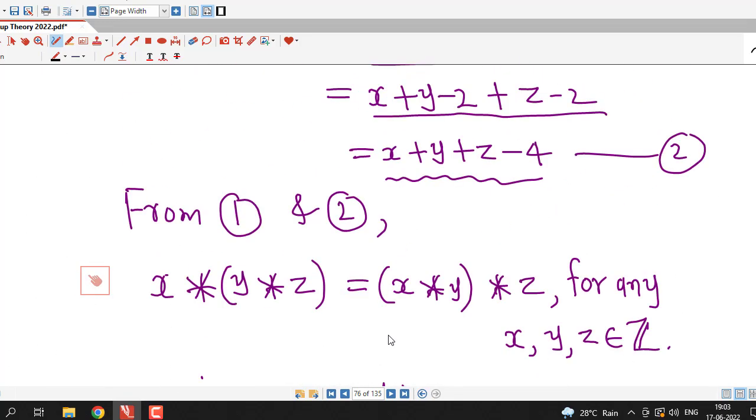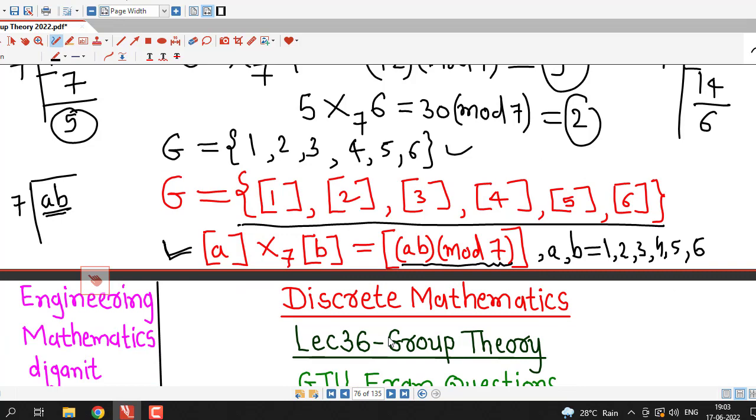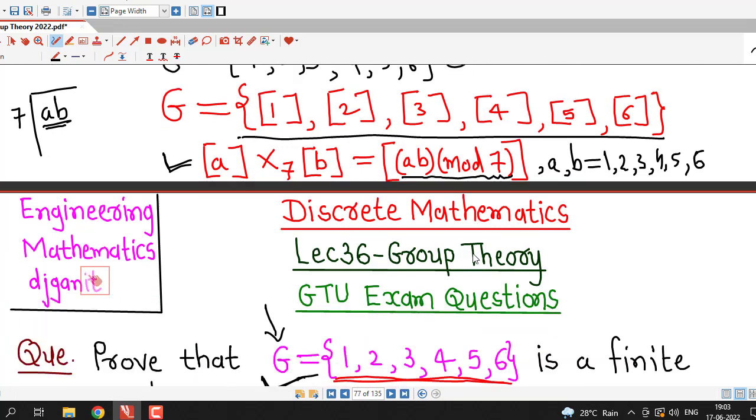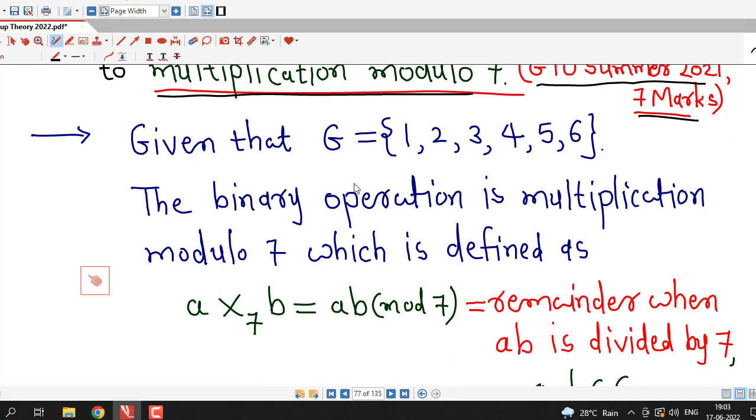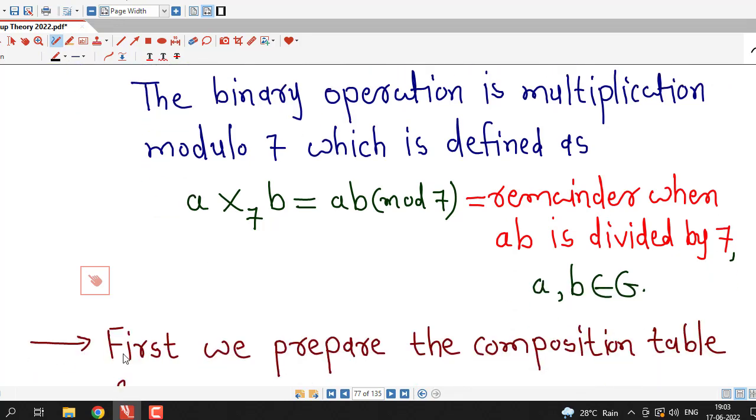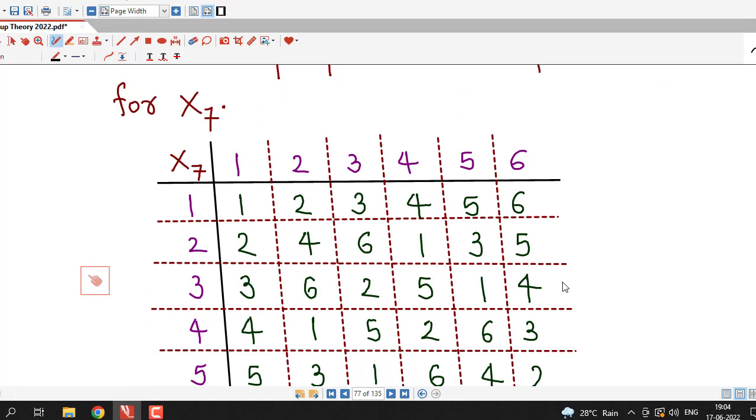So using this definition of multiplication modulo 7, I have first prepared the composition table. First I have written the given set, then I have written the definition of multiplication modulo 7: A multiplication modulo 7 B equals AB modulo 7, that is the remainder when A into B is divided by 7, for all A, B belonging to G. And then I have prepared the composition table.